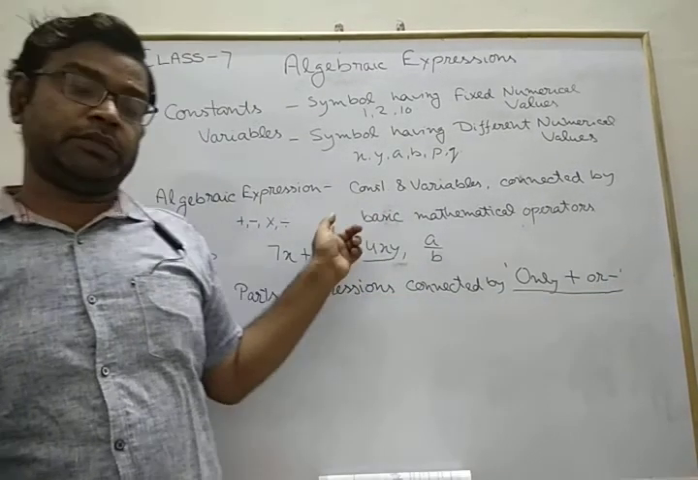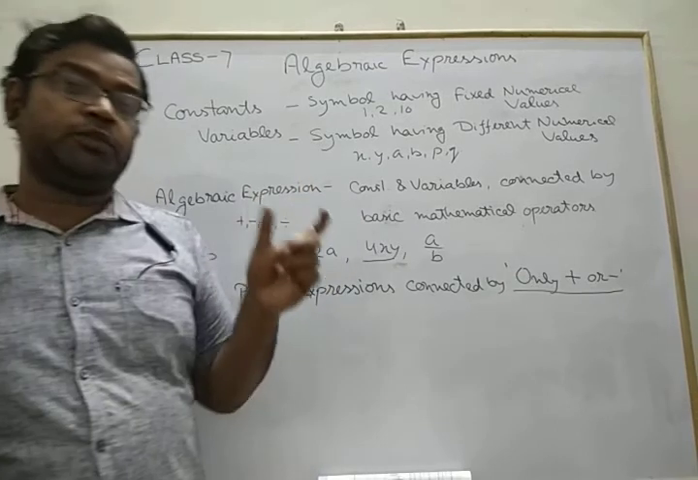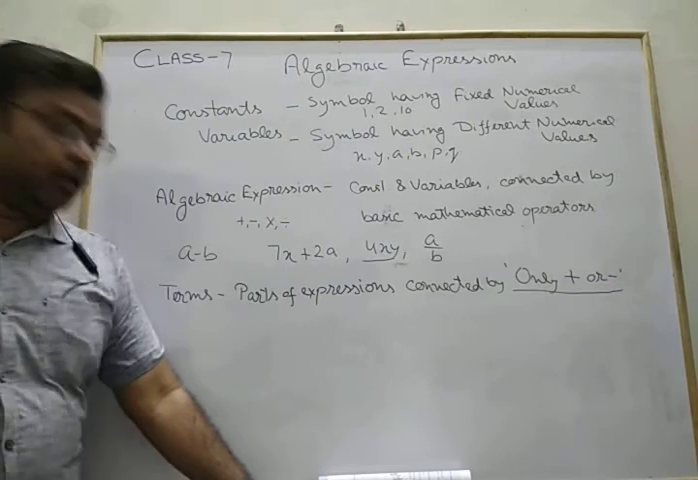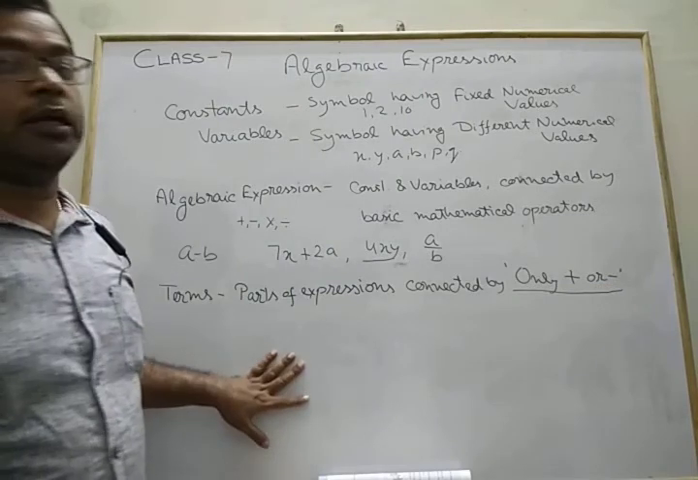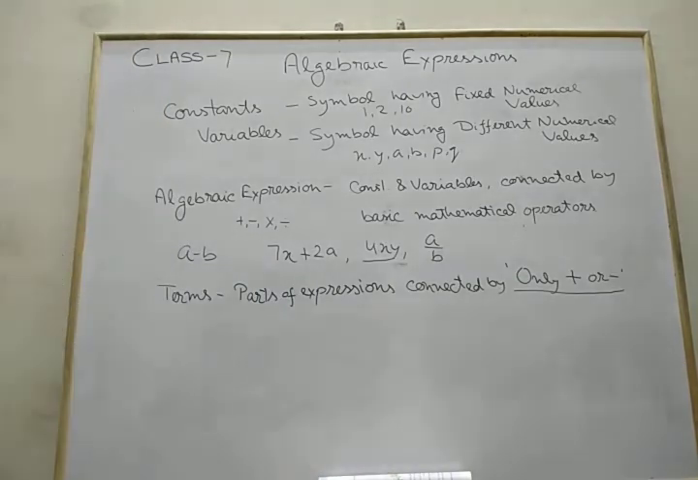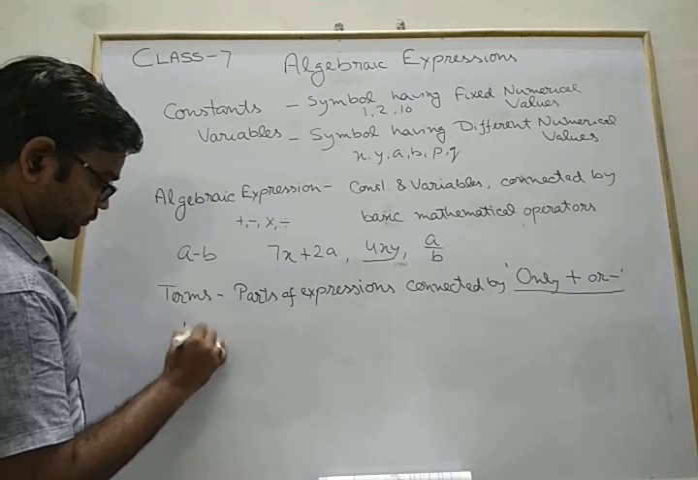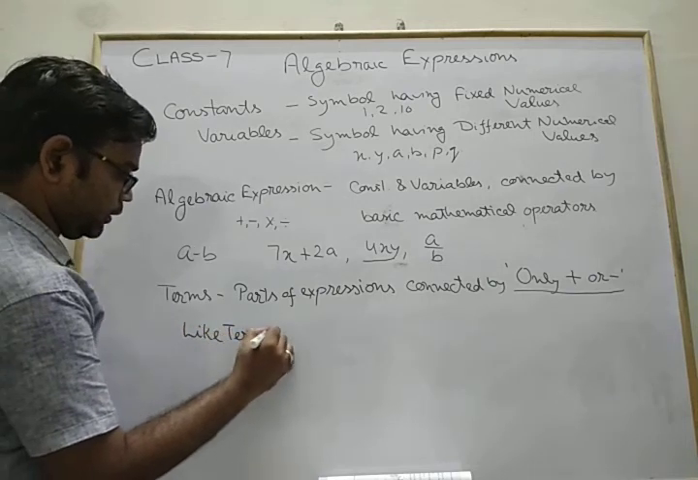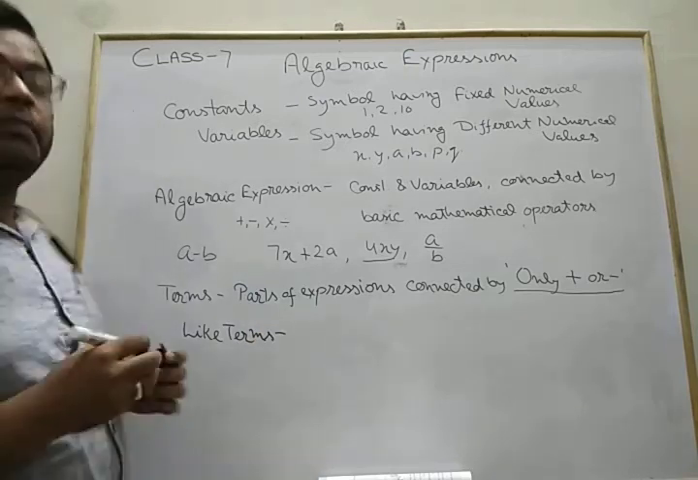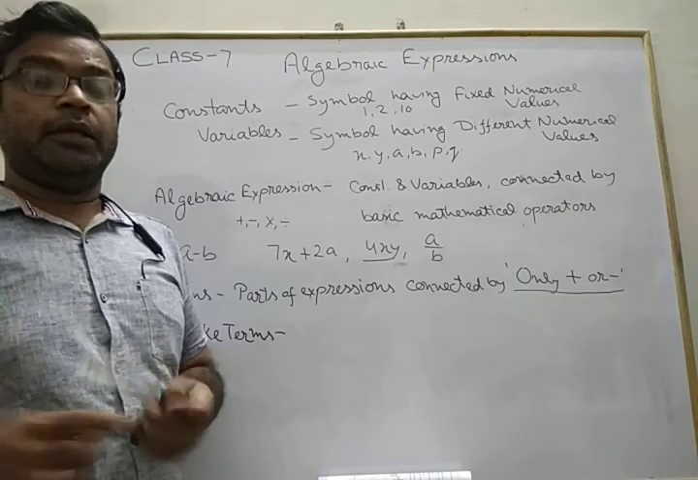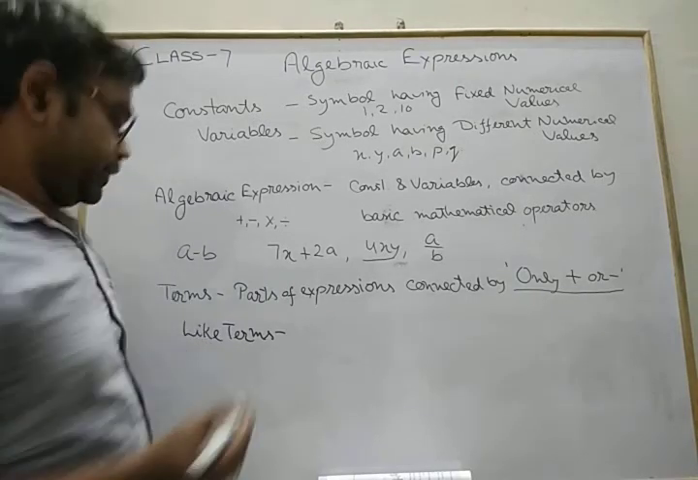In an expression, a part connected by only plus or minus is known as a term. Now, if terms are clear, there are two types of terms: like terms and unlike terms. In like terms, if the variable part is exactly the same, then we can say they are like terms.